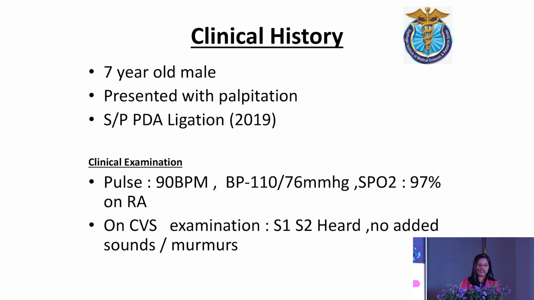A 7-year-old male presented to OPD with the complaints of palpitation, and he had a past history of PDA ligation when he was 2 years old. On clinical examination, the pulse is around 90 beats per minute, BP is around 110/80 mmHg, and SpO2 is around 97% on room air. On cardiovascular examination, S1, S2 heard and no added sounds or murmur.